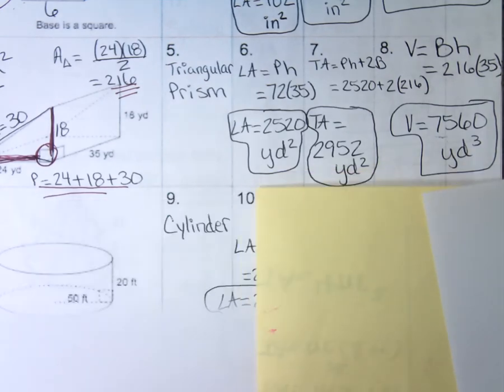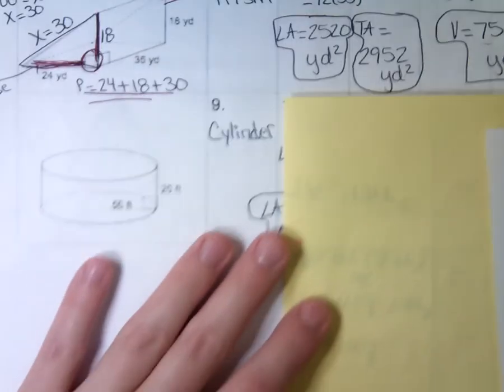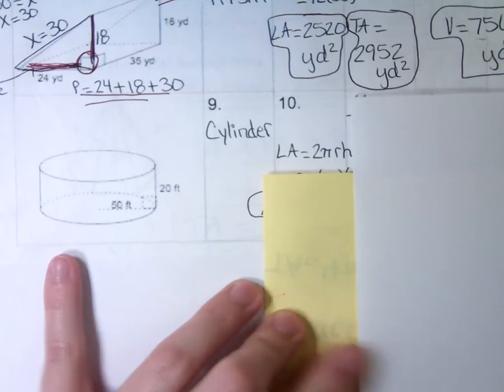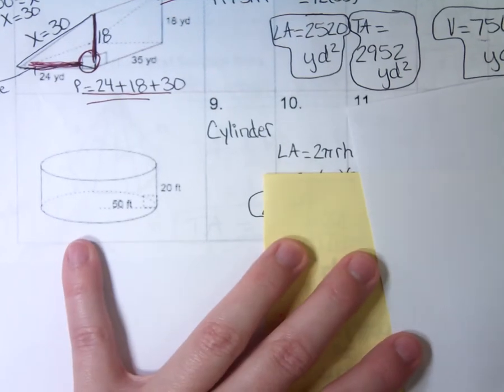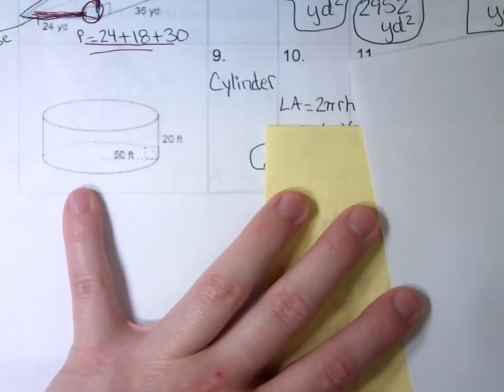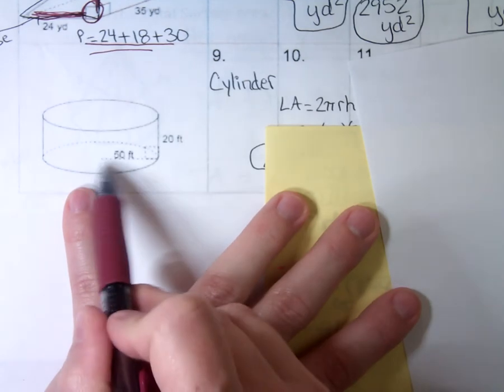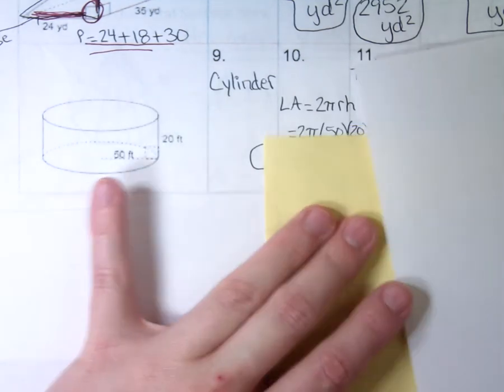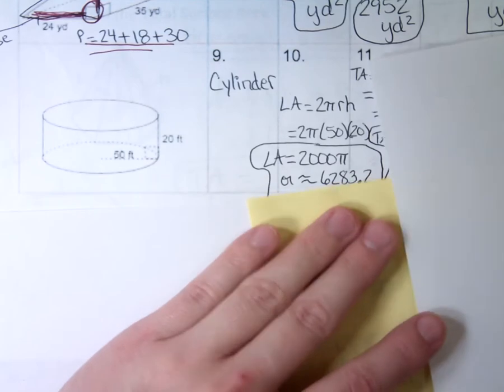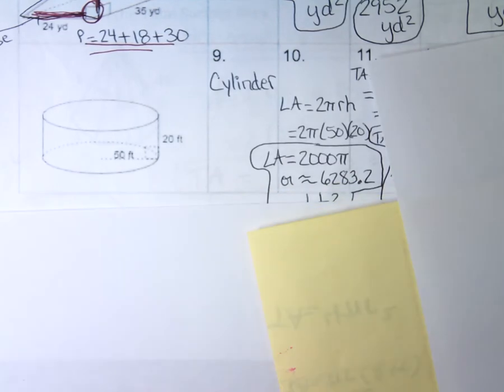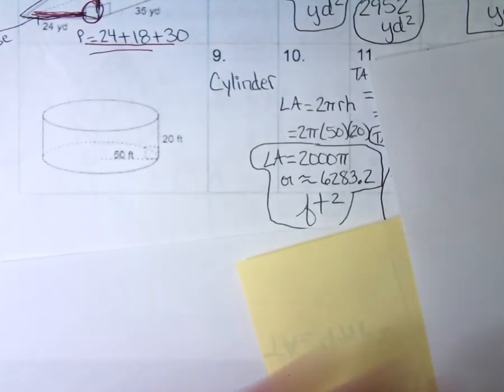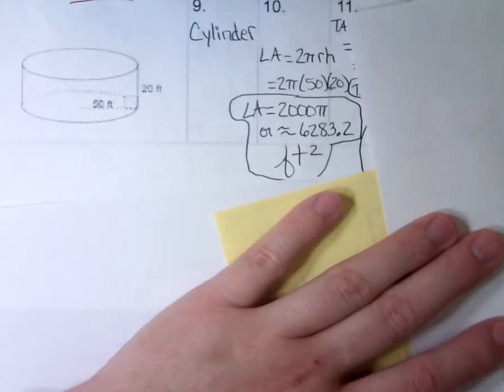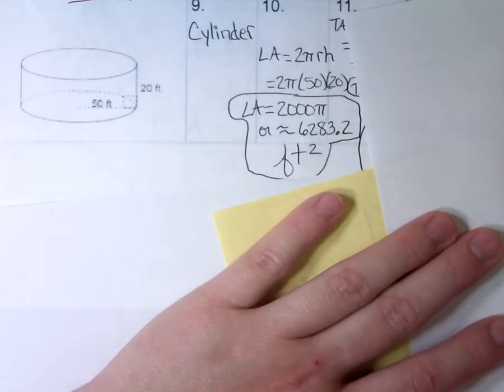Okay, our next shape is a cylinder. The lateral surface area formula is 2 pi r h. I know the radius is 50, and I know the height is 20. So I know everything I need to know here. In terms of pi, the answer is 2,000 pi. And if you wrote it as a decimal, that is about 6,283.2 square feet.